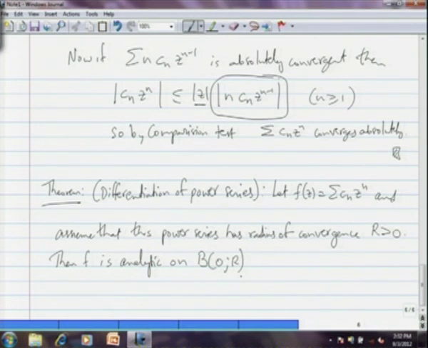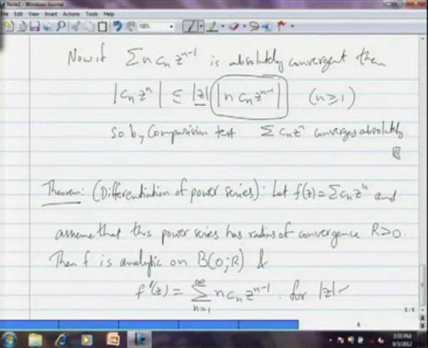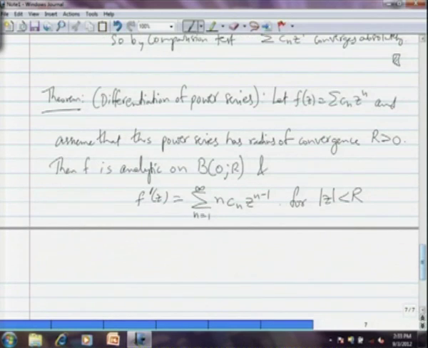Okay. And moreover, the differentiation of f has a definite formula. It is equal to sigma n equals 1 through infinity of n C n z power n minus 1. Okay. So, term by term differentiation works, and that is the derivative of f, where f is a power series within the radius of convergence. This is true for modulus of z strictly less than R, i.e., in the disk of convergence. Okay.